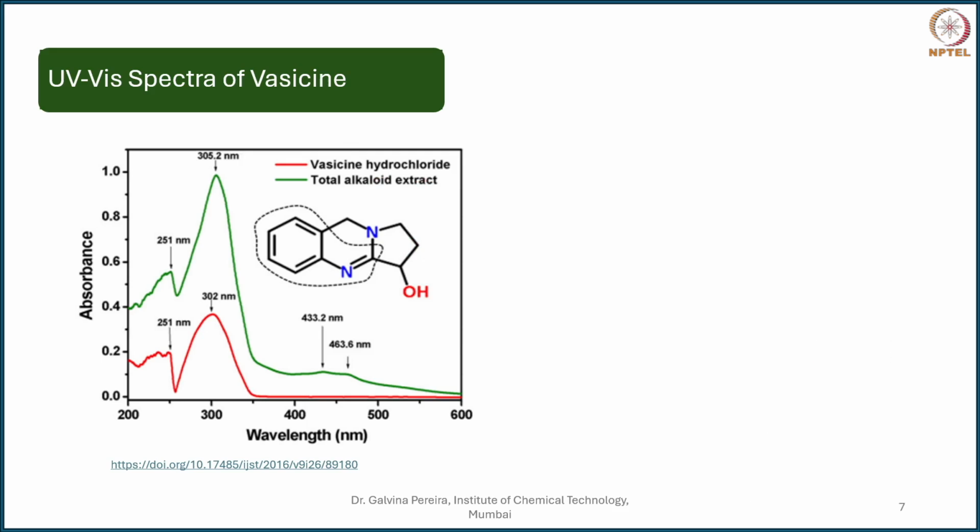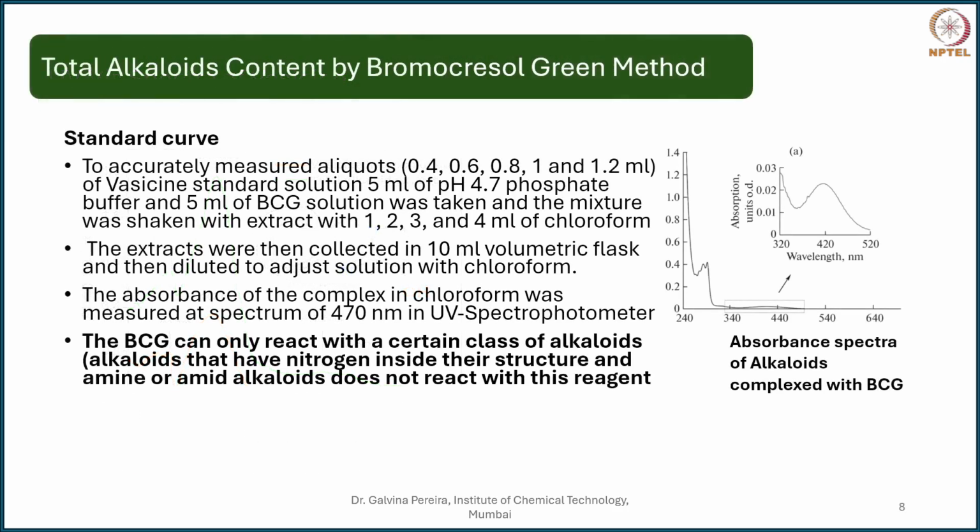So we'll study a method. Now this method is called determination of alkaloids by bromocresol green. Bromocresol green is a dye which has an ability to bind. Now if you study this graph, again I am just putting it here, my alkaloids mainly absorb in the 302 to 305 nanometer range, and in the visible range it was mostly a flat line or a very minimal hump.